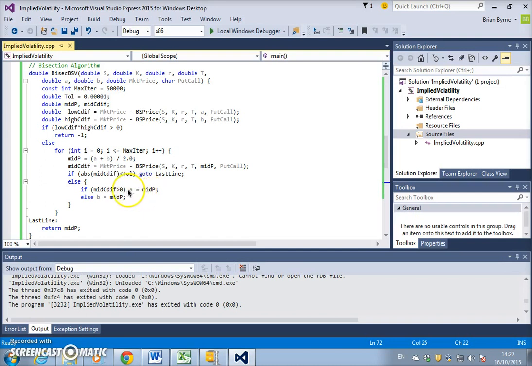If it wasn't higher, if the mid C diff was negative, then we should take B as the midpoint. In other words, the value of B should fall to 3.5. And then, going through the iteration or the loop again, we would start with 0.00001, whatever that number is, plus the 3.5.